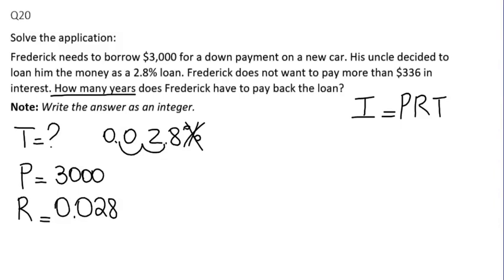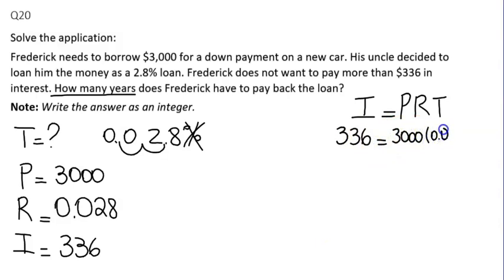Okay, so then Fred does not want to pay more than $336 to his uncle. So what is this 336? This is the interest that he doesn't want to give to his uncle more than that. And then he wants to calculate how fast he has to pay this debt, so he cannot pay more than that. So let's plug in. So you have 336 equals 3,000 times 0.028 times t.